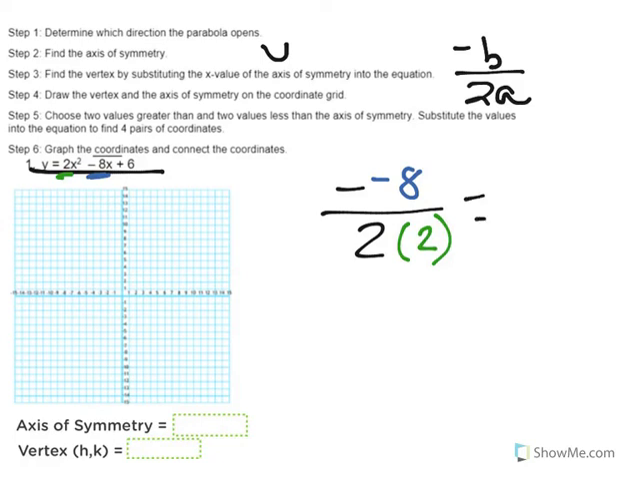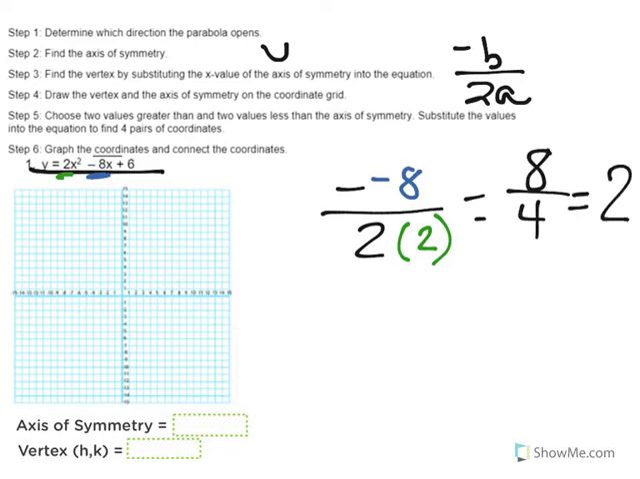So now I'm going to solve for my axis of symmetry. -(-8), a double negative, is going to be a positive. So we have a positive 8 over 2 times 2, which is 4. So my axis of symmetry is 2.